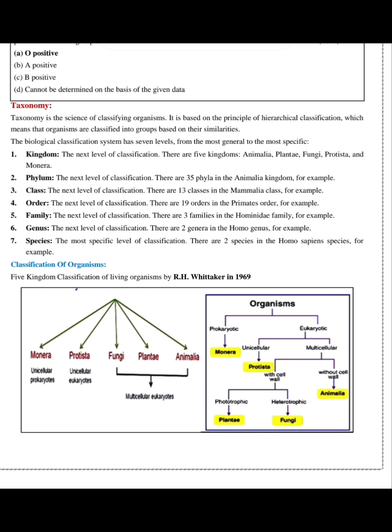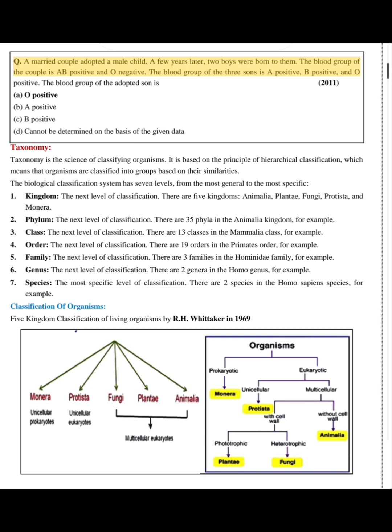5. Q. A married couple adopted a male child. A few years later, 2 boys were born to them. The blood group of the couple is AB positive and O negative. The blood group of the 3 sons is A positive, B positive, and O positive. The blood group of the adopted son is: A, O positive; B, A positive; C, B positive; D, cannot be determined on the basis of the given data.